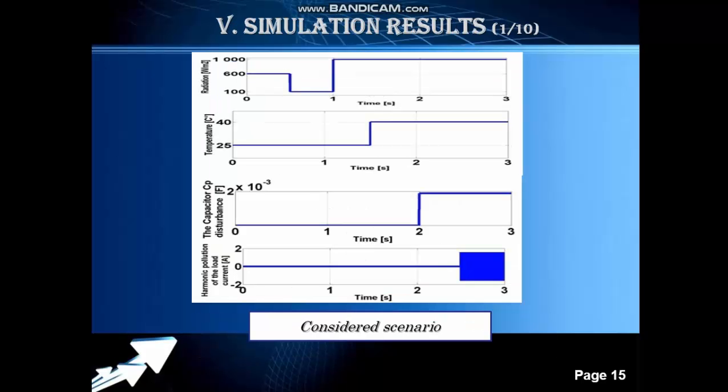To demonstrate the performance and robustness of this controller, we present here the simulation results. The figure below shows the scenario used in the simulation, where we defined an abrupt variation of temperature and irradiation intensity, as well as disturbance of the input capacitor. Also, the load current shows a harmonic pollution at 2.5 seconds.